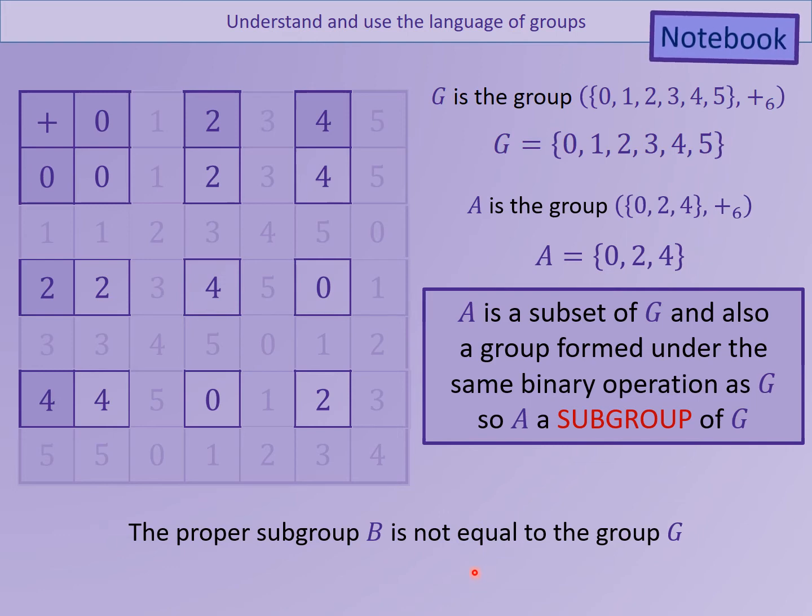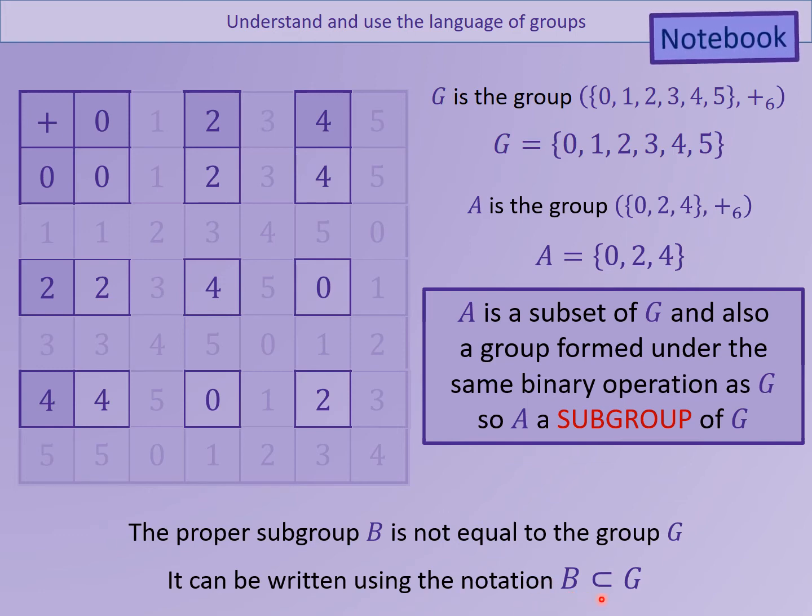Right, so a proper subgroup B is not equal to the group G. That's a way of thinking about it. And so you could write it with this sort of notation. So B is a subset of G, but it's not equal to it. Now, if it's equal to it, it would have an extra line underneath. So if you're talking about B being a subgroup, not necessarily a proper subgroup, then you'd have B with a line underneath it is a subset of, or the same as, G.